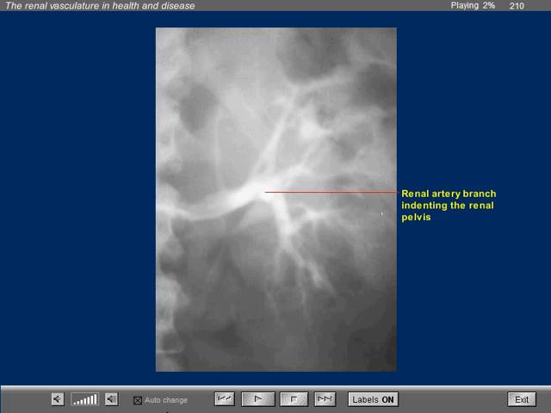A selected left renal arteriogram shows that there is a branch of the left renal artery that indents the upper portion of the left renal pelvis. So the filling defect was due to extrinsic compression from a normal vascular structure, in this case a branch of the left renal artery.